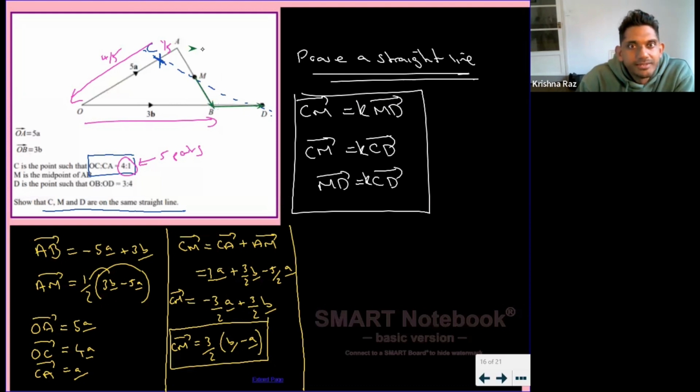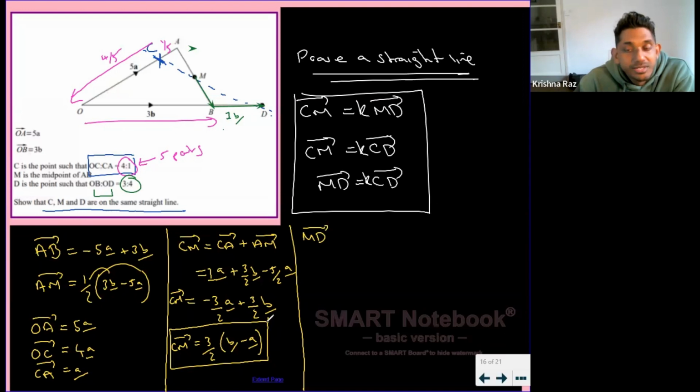So I need to read the question again to figure out what BD is. So we can see OB to OD is 3 to 4. So OB is 3, OD is 4. So that must be 1B. Yes, you need to make sure you read that bit correctly. So OD is a third extra and a third of 3B is 1B. So the total distance is 4B, therefore BD is 1B. So now we know that, we can figure out MD.